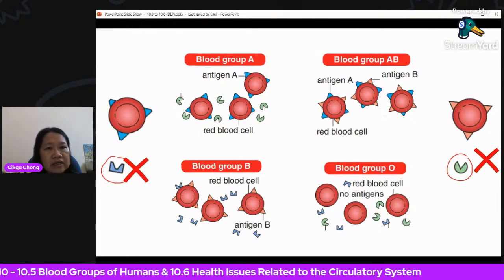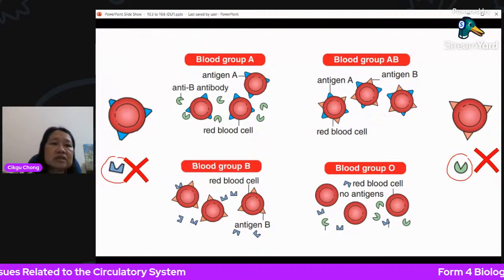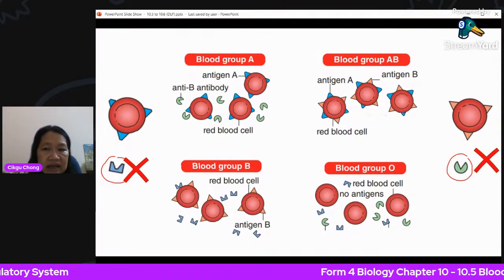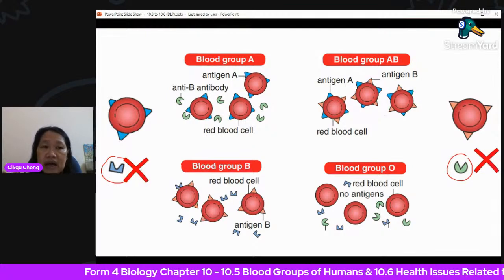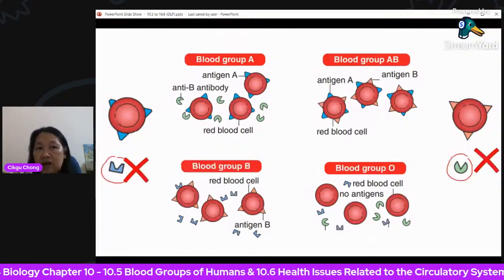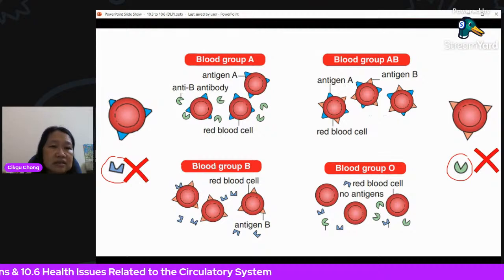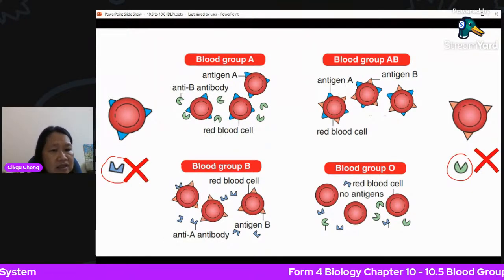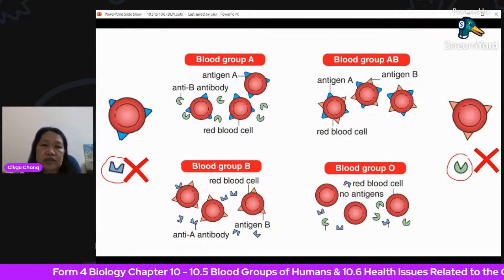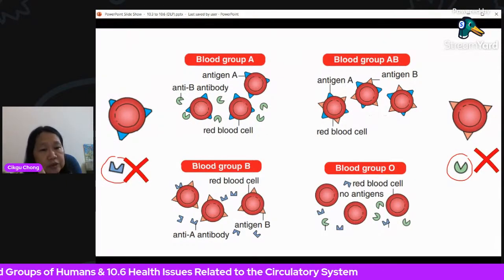So you will see in blood group A, it does not have antibody A, but it can have antibody B. You can see here, the green color, that wedge there, the triangle being cut out, that is representing anti-B antibody. It cannot have anti-A, but it can produce anti-B. And then for blood group B, it cannot have anti-B antibody, but it has the ability to produce anti-A antibody. So when an antigen comes in, it will be able to produce an antibody.